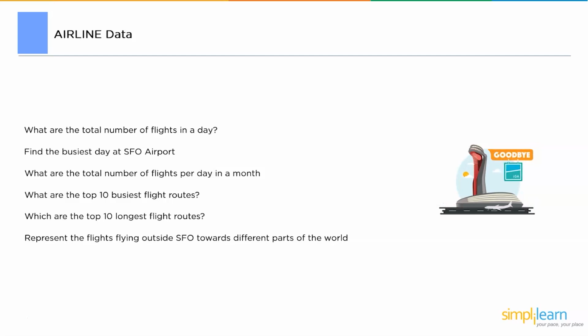Then we'll find out what are the top 10 busiest flight routes. Then we'll find out what are the top 10 longest flight routes from San Francisco airport. Then we have to represent the flights flying outside the San Francisco towards different parts of the world using a map chart. So these are the queries that we'll be executing in our second project. Without further ado, let's get back to the Tableau.